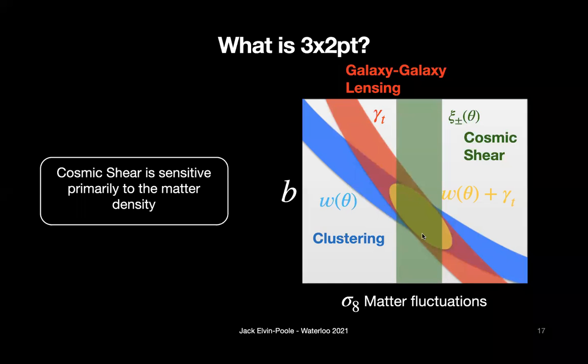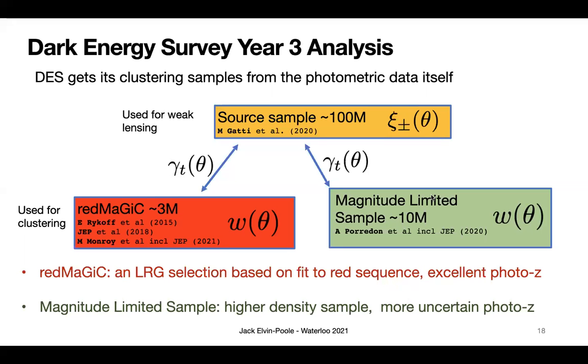The cosmic shear, which is the lensing-only analysis, is purely a measure of sigma 8, although not always as precise. That depends on the specifics of the survey. And so we can combine this as our third two-point correlation function as a robustness test on your 2x2 results. And is also very cosmologically interesting by itself. So for DES, how do we do this?